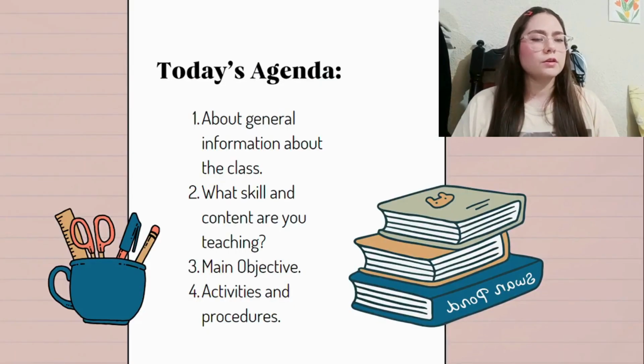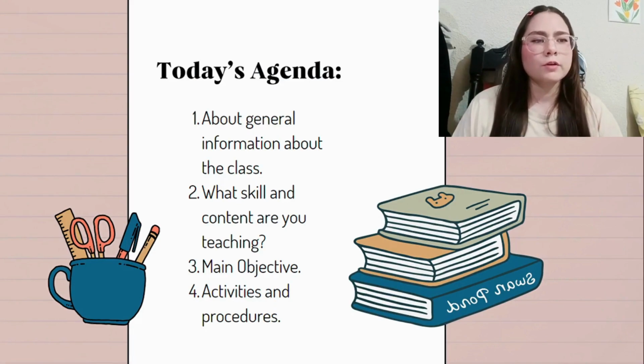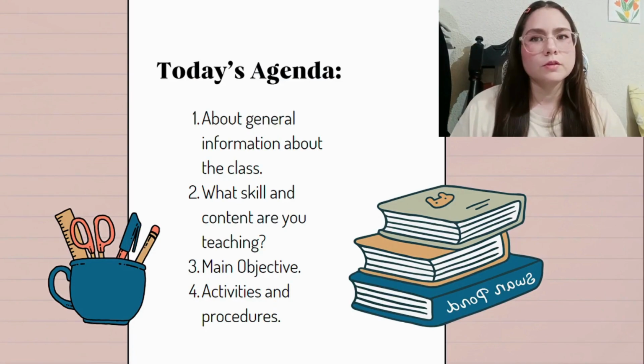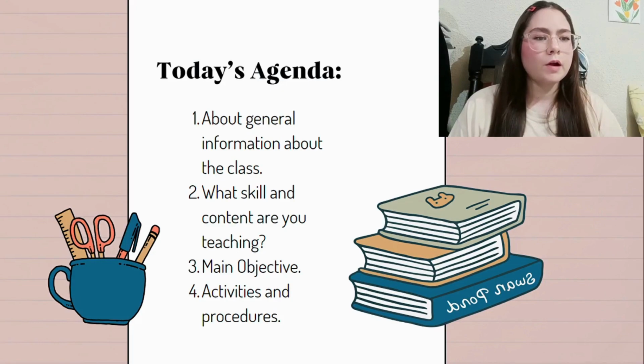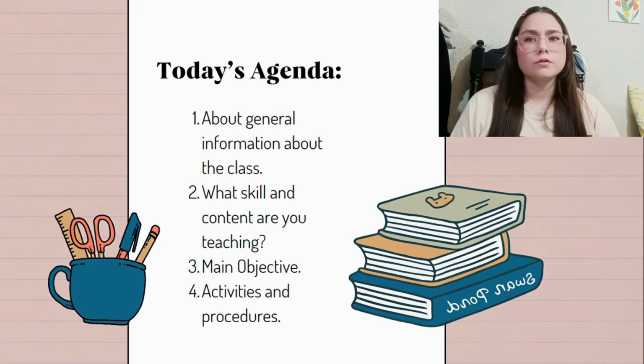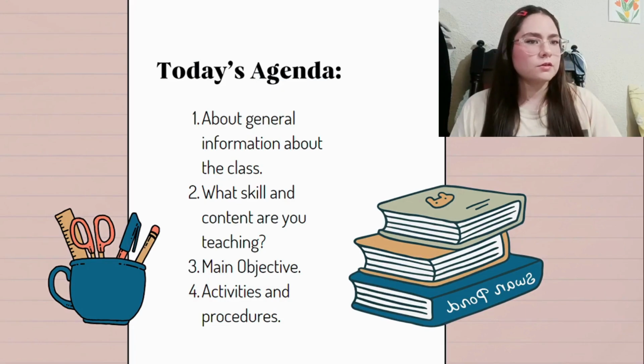So let's begin. I'm going to show you today's agenda. The first part, we are going to talk about general information about the class. The second part, what skill and content are you teaching? The third part, main objective. And fourth, activities and procedures.